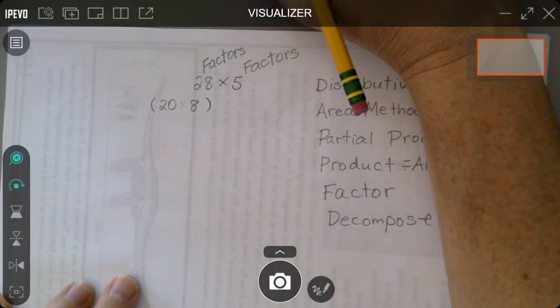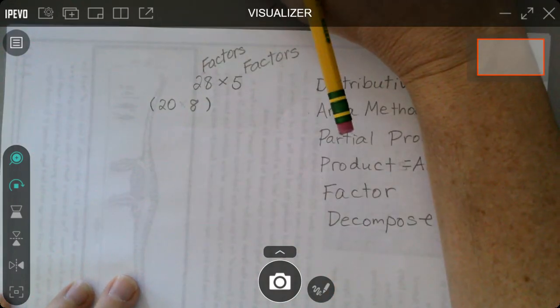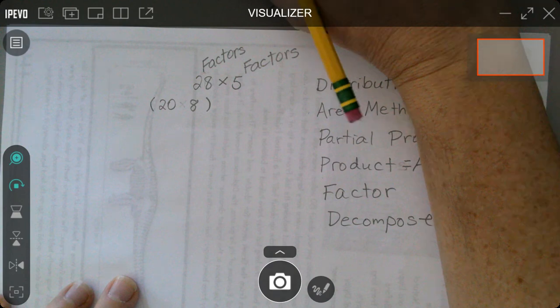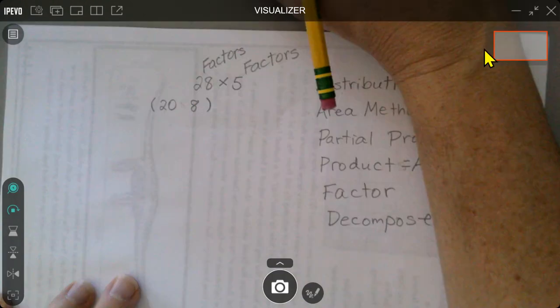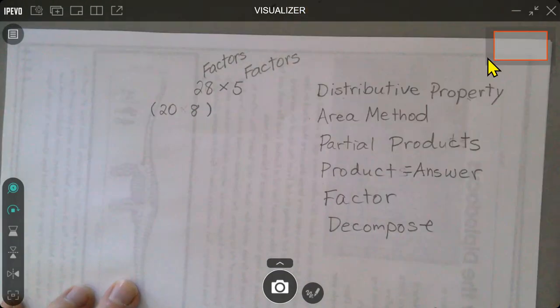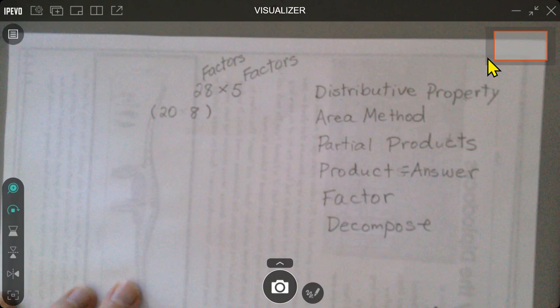Welcome, families. I'm going to do an example of the distributive property and the area method, which are two ways that we are solving multiplication problems currently in fourth grade.